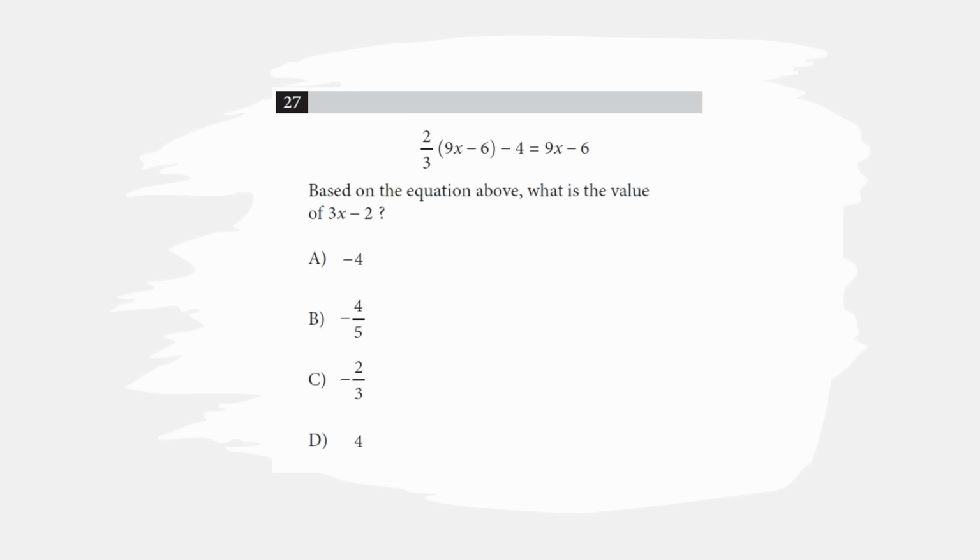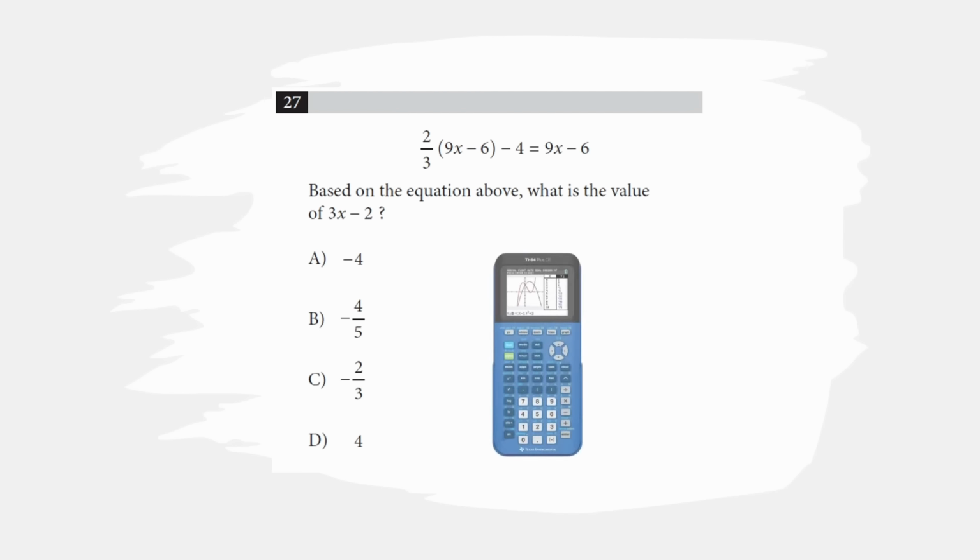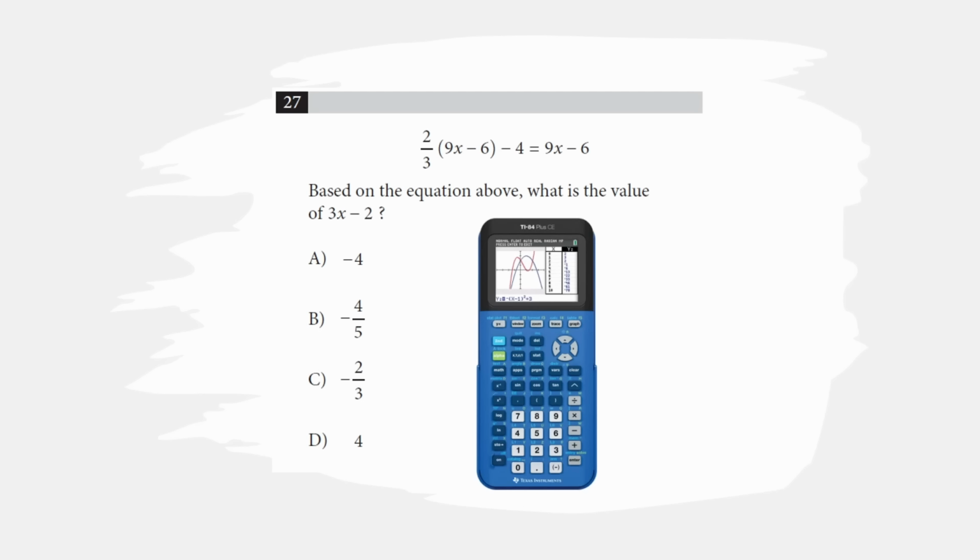Now, we could do it by hand, but there's always the risk of making an error. What if you could enter it directly into your calculator and have it solve the equation for you? Guess what? You can. Now, the only caveat is that you need the TI-84 Plus CE edition. It's the most popular model on the market, so chances are you already have one. If not, I would strongly recommend that you get one.